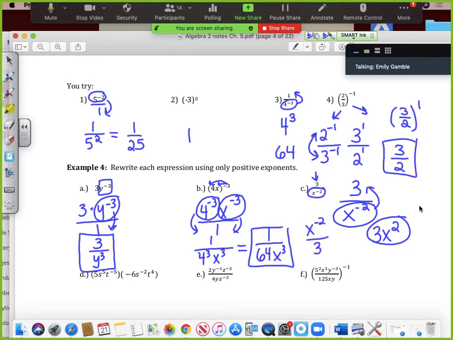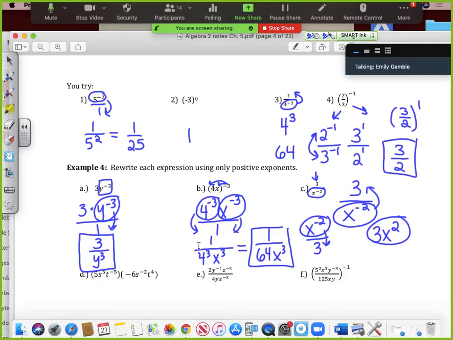So if this was the question here, x to the negative 2 on the top and 3 on the bottom, the 3 would stay put. The only thing that would move is this. So that answer would be 1 over 3x squared. Yes, it's the same thing. The only time things move is if they have the actual negative exponent.